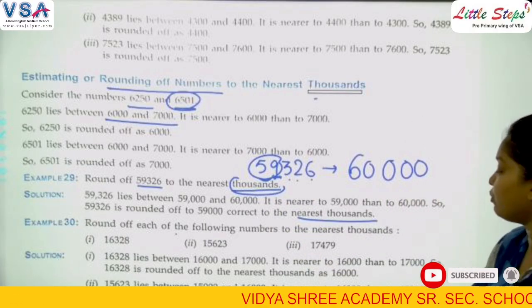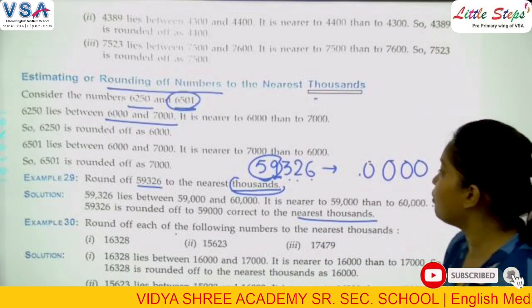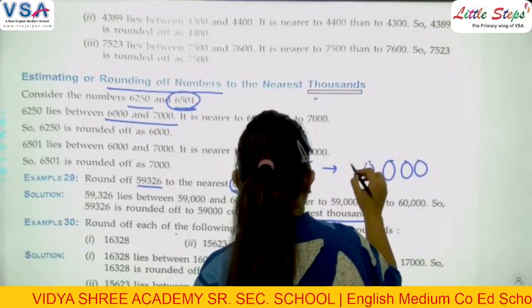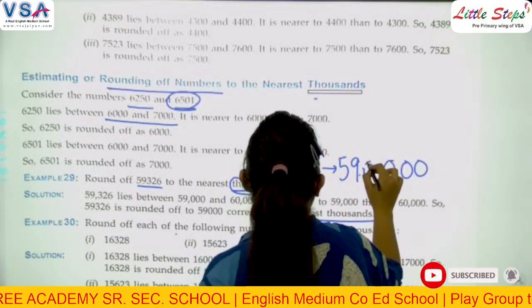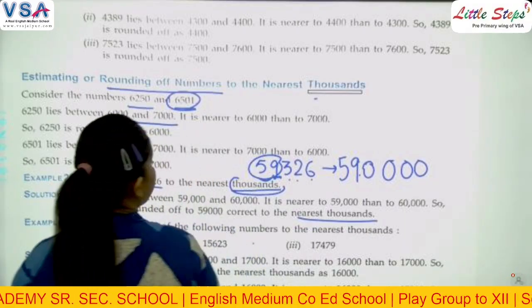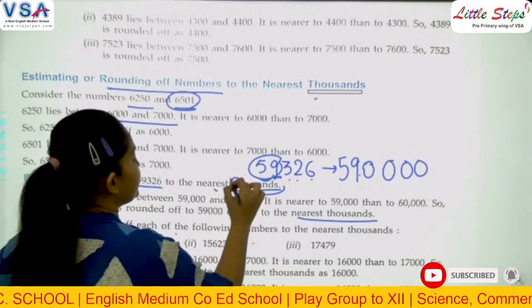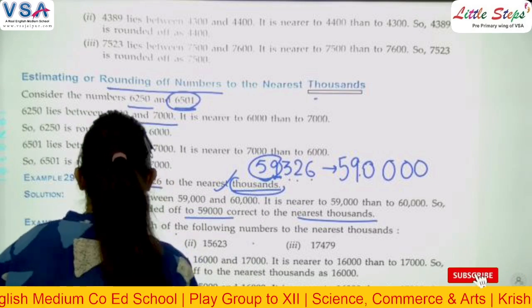We have to write down only 9 over here. What do we have to write down here? 9 over here. Only 9 as it is. So we have 59,000. Is it clear? We round off the number by 10,000, not by 1000. The question is asking for 1000 only, okay? So the answer is 59,000.